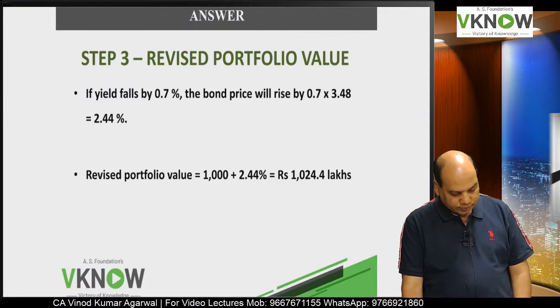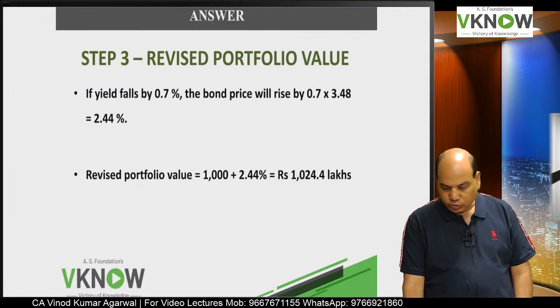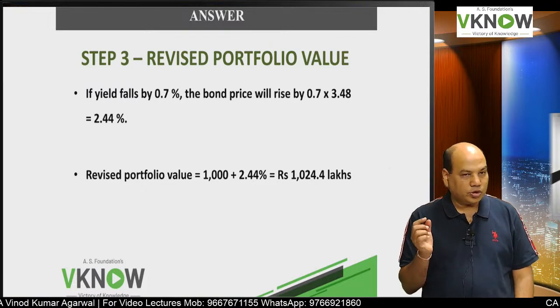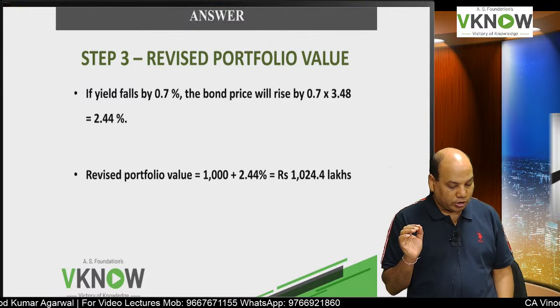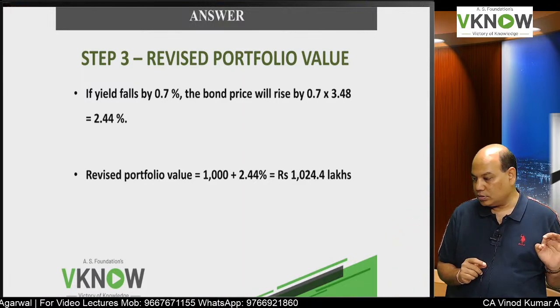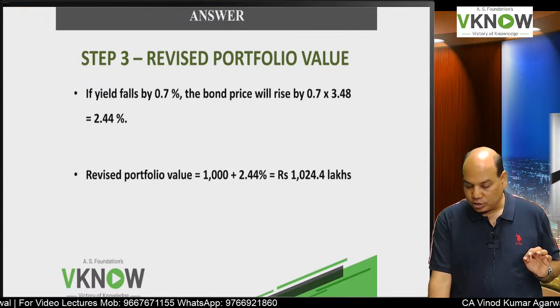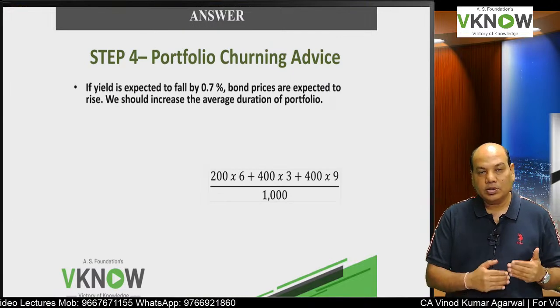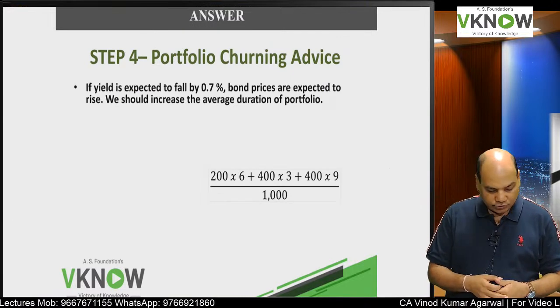Next question is, what portfolio churning advice would you give? Yes, which bond will you sell? Please answer. Which bond will you sell? The one with lowest duration, that is bond B. And which bond will you buy? The one with higher duration, that is bond D.